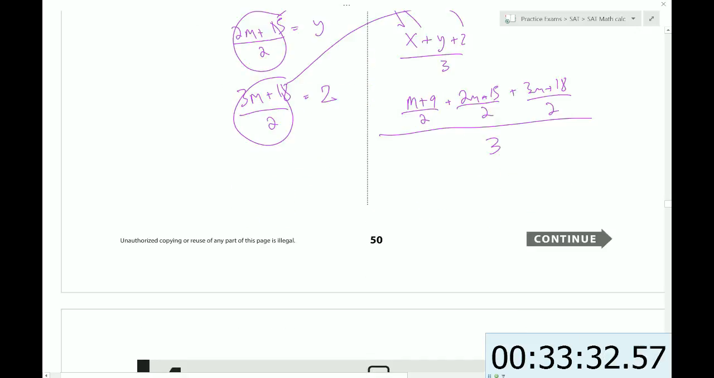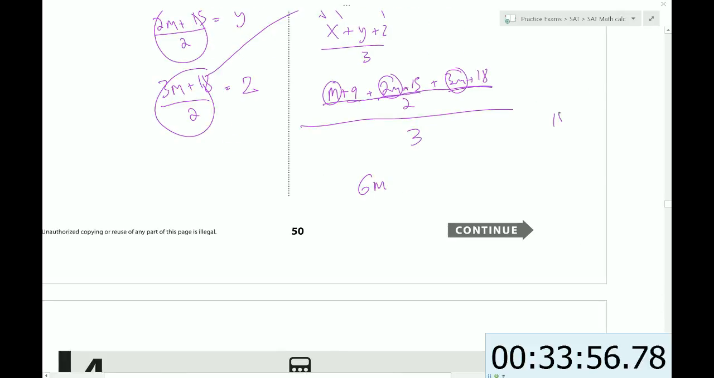Now, first of all, these can all be written with a common denominator, since the denominator is the same for all three. Then I could combine the like terms in the numerator. So m and 2m is 3m, and then another 3m. So I'm just going to combine these three together. That gives me 6m. Then I have 9, 15, and 18. So 18 and 15: 8 and 5 is 13, and then this is 3. And then I add 9 to that, and I get 42. So all divided by 3.